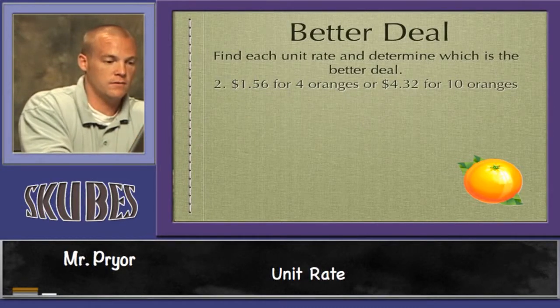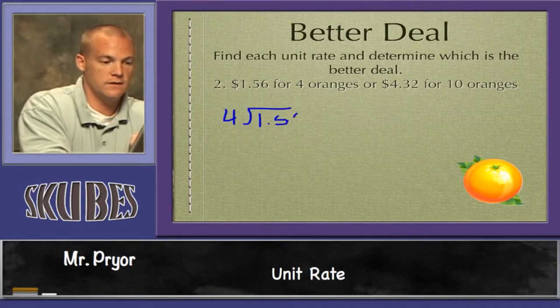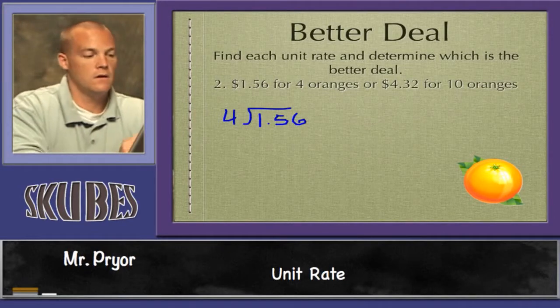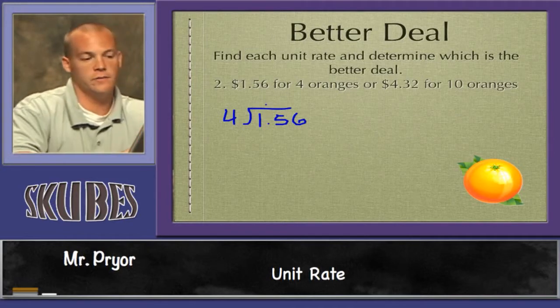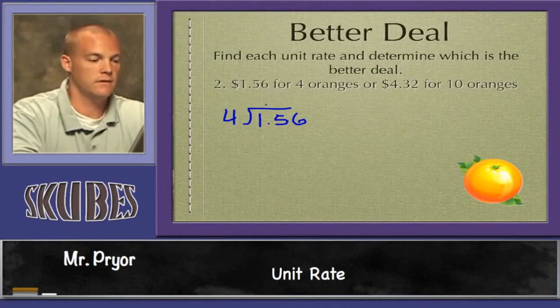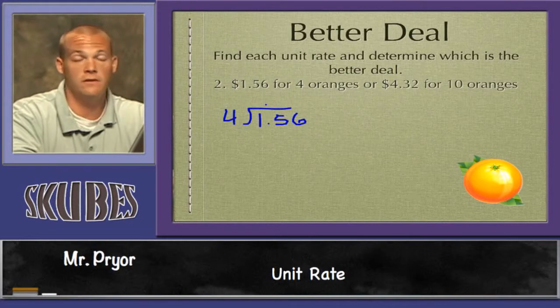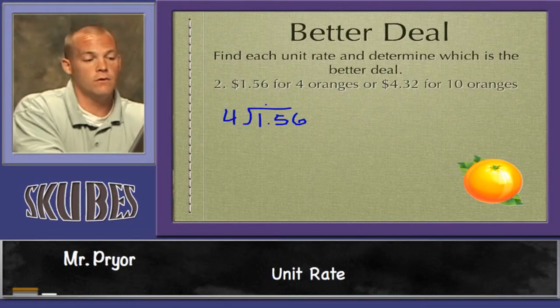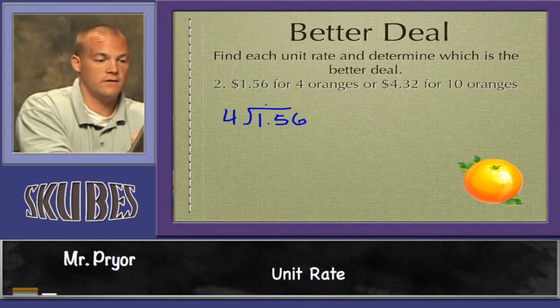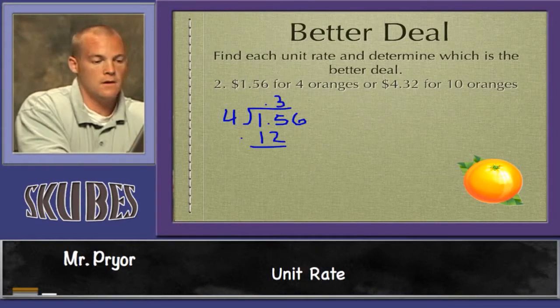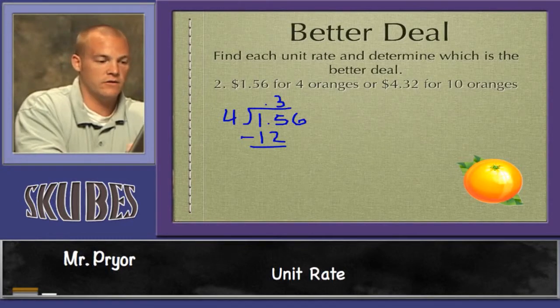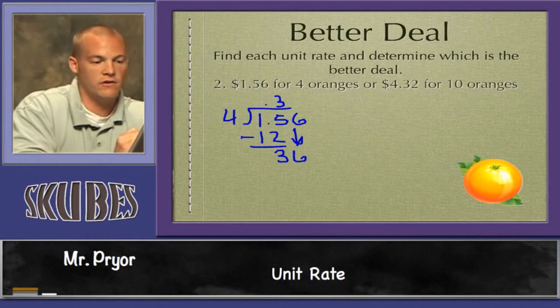Your initial problem here would be 4 into $1.56. Go ahead and move that decimal straight up from underneath to the top, which will be a part of your solution, and divide. 4 goes into 15. That is going to be 3 times. 3 times 4 gives you 12. And we'll go ahead and do our subtraction there, which gives us 3 left over, so we'll have to bring down our 6 and continue our division.